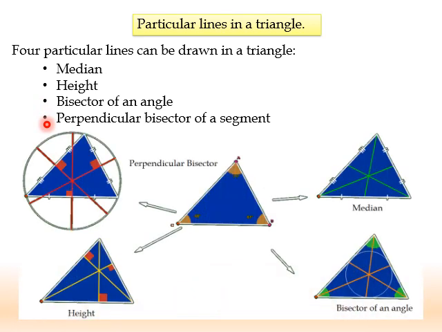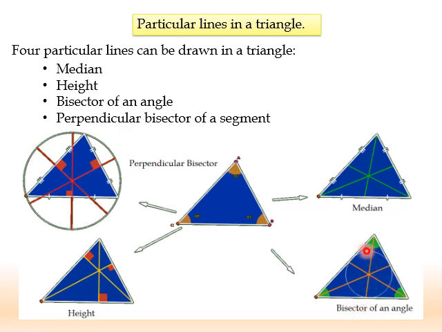Now, let's start with the perpendicular bisector. The perpendicular bisector of a segment is the perpendicular passing through the midpoint of this segment. And as we said in the previous lessons, the point of intersection of the three perpendicular bisectors, here this point, is the center of the circle circumscribed about the triangle. We also have an idea about the bisector of an angle.